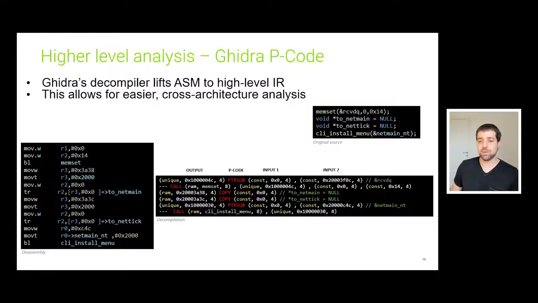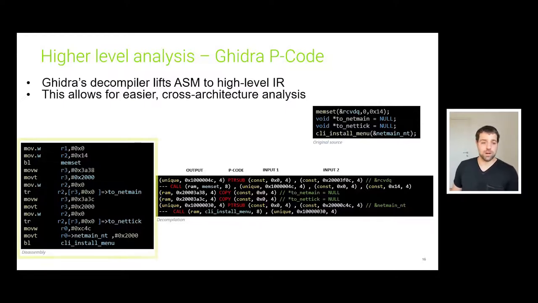So let's look at an example of source code, how it's converted to ARM assembly, or Thumb in this case, and how we see the decompilation eventually. Here in the source code, we just have a memset operation with some constants. It's a mem zero with 0x14 bytes of size. Then we have two memory write operations. You can see we're writing a null to two pointers. And we have another function call referencing one of the variables here.